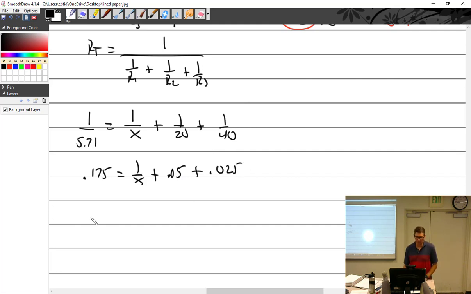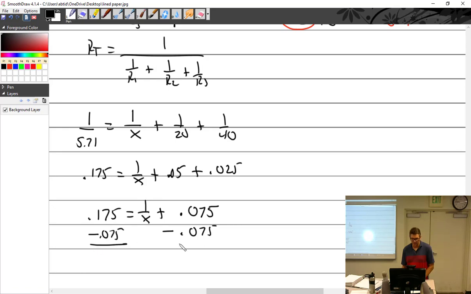All right, combine like terms, well, solve what we can. 0.175 equals 1 over x plus 0.05 plus 0.025, which is 0.075. Now we've got to solve for that. So we have to subtract. What are we going to subtract? 0.075. Exactly, 0.175 minus 0.075. So we're going to end up with 0.1 equals 1 over x.